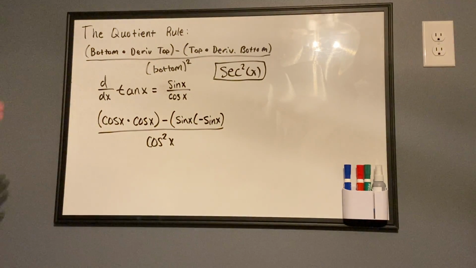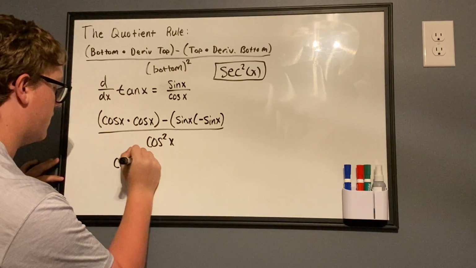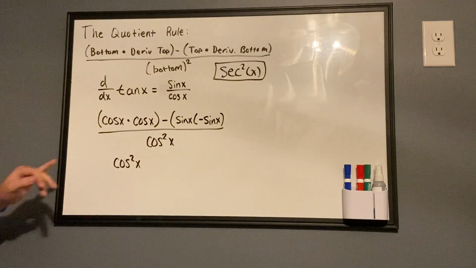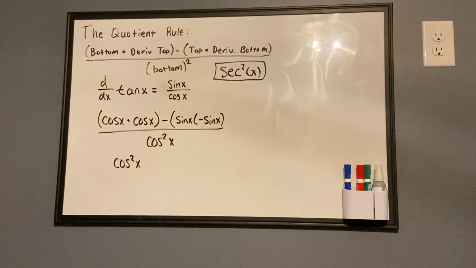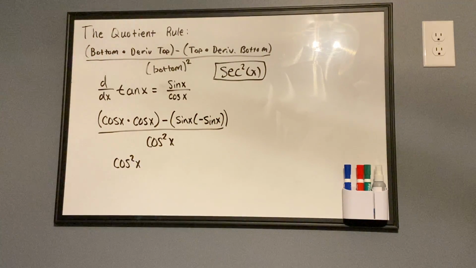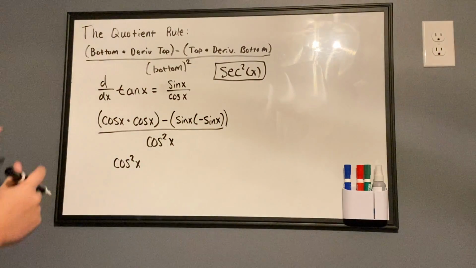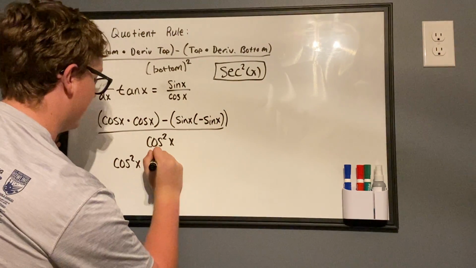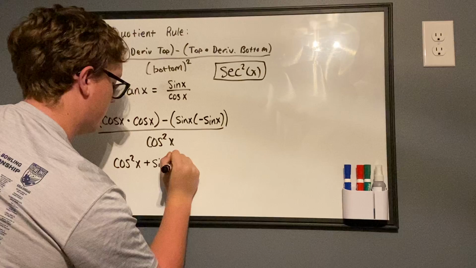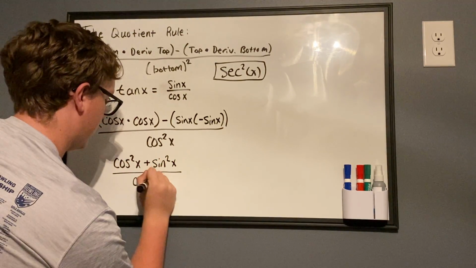Now again, this is the right answer, but we can simplify it. So this right here is going to turn into cosine squared of x. We have a sine x times a negative sine x. That's going to be a negative sine squared x on the inside of these parentheses. But we have minus a negative sine squared x, which turns into a positive sine squared of x. And all of that is going to be over cosine squared of x.